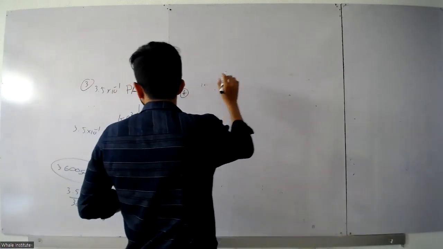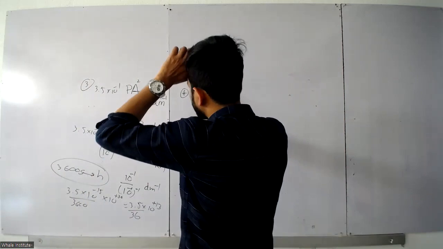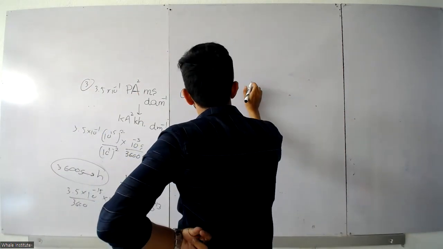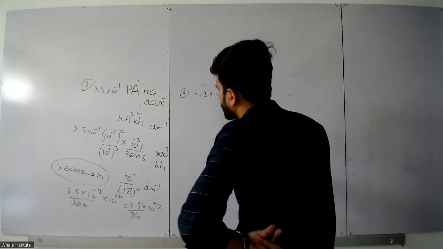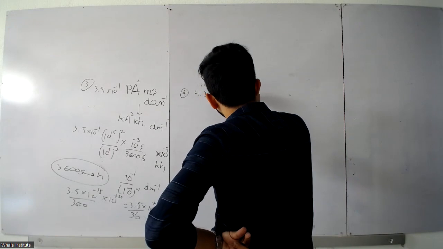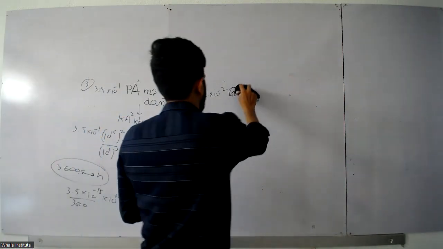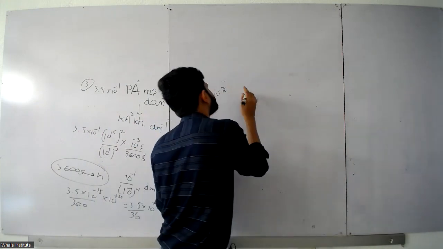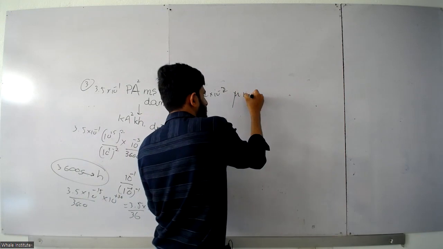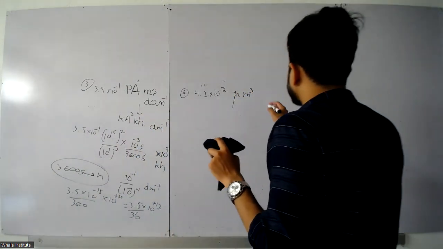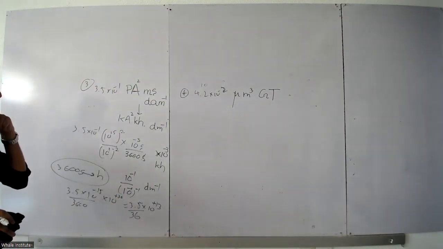Okay, fourth part. Okay. Here giga, micro cubic micrometers plus minute. GT. What's GT? Here, 10,000.